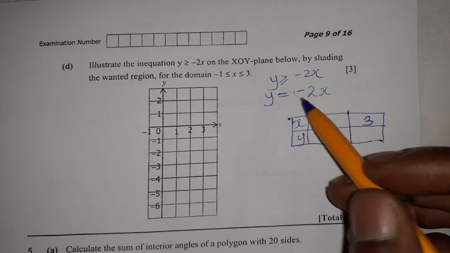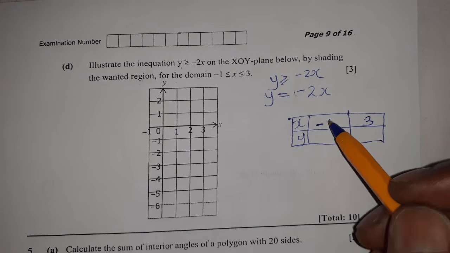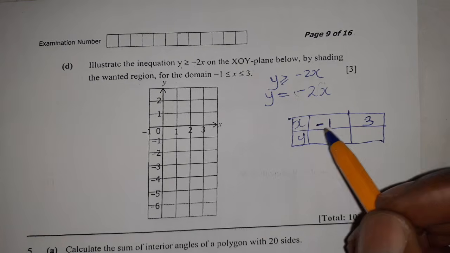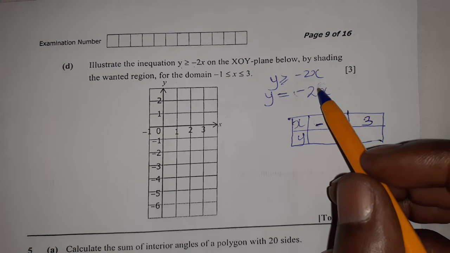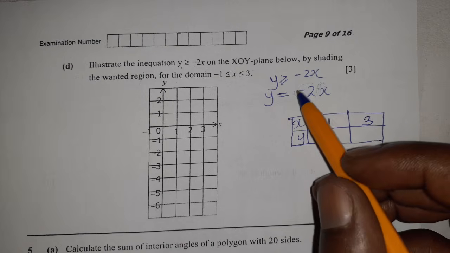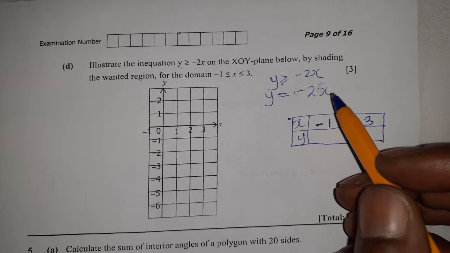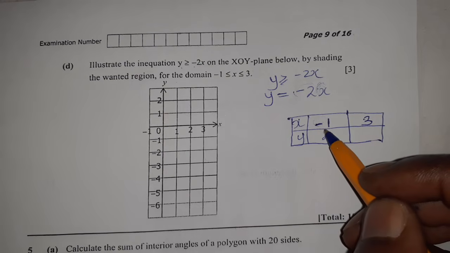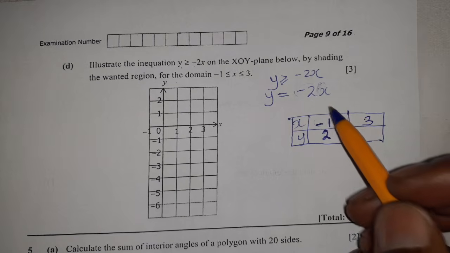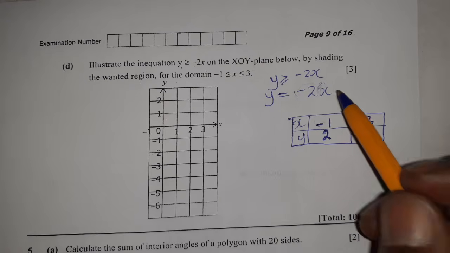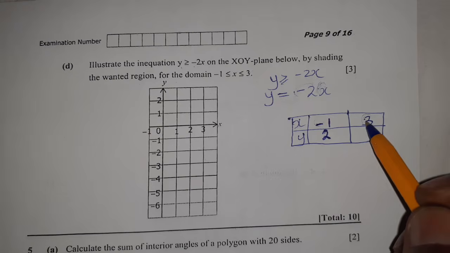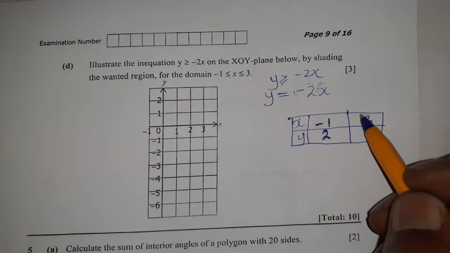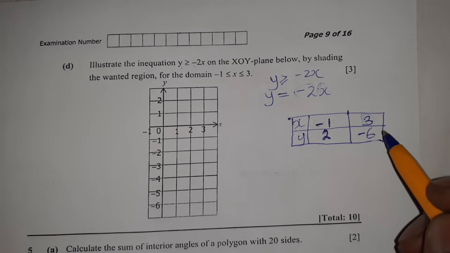So then we have to start now. We need to find the y coordinate. When x is equal to -1, when you put -1 here, what do you get? It will be -2 multiplied by -1. You definitely get +2. Are we together? You get +2. Then you come now to the next one: -2 multiplied by 3. You get -6.